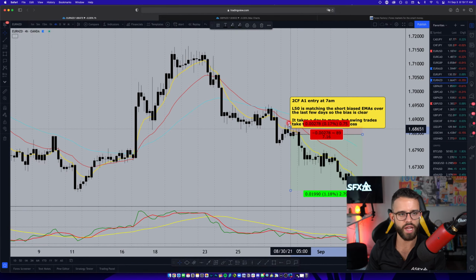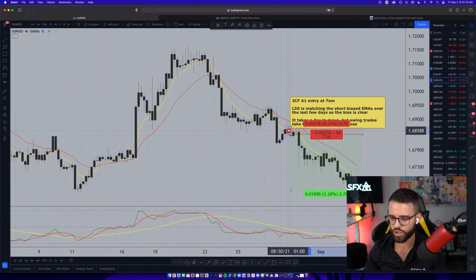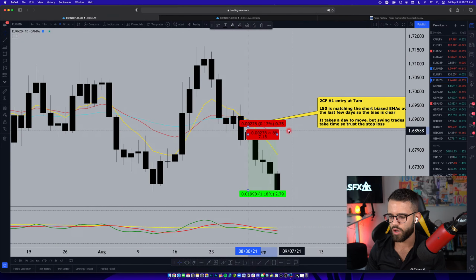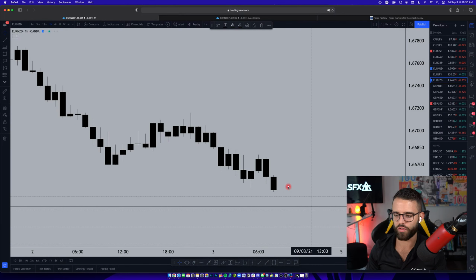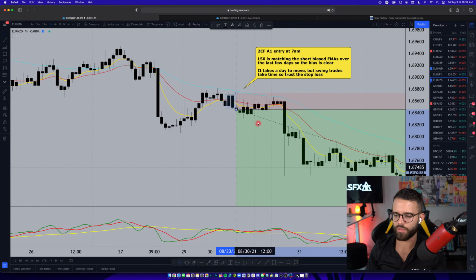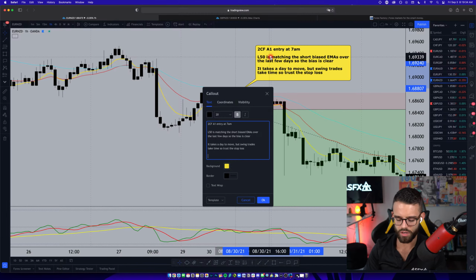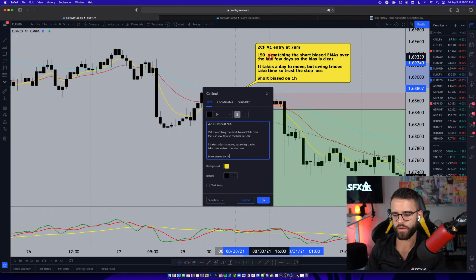Price action is under the 8. 8 is under the 21, so that's short biased. Daily, price action, you can see, is under the 8 and the 21. L50 is just barely, but it is in the sell zone, as you can see. So short biased on the 4 hour and the daily, which really does help this idea. Let's add that into the chart here. Short biased on the 1 hour, on the 4 hour, and the daily.